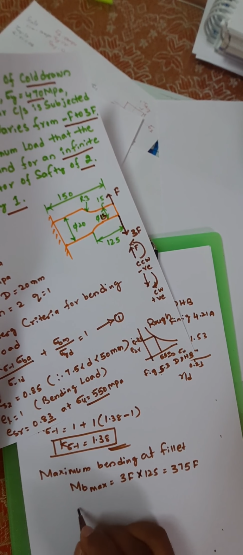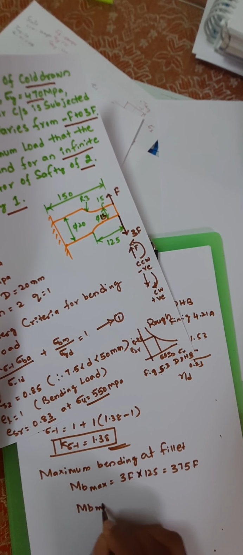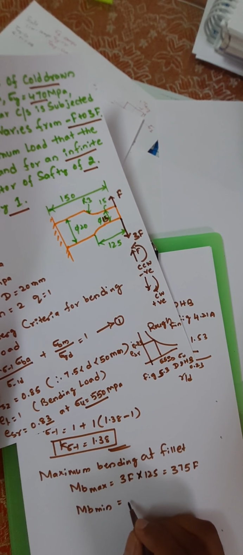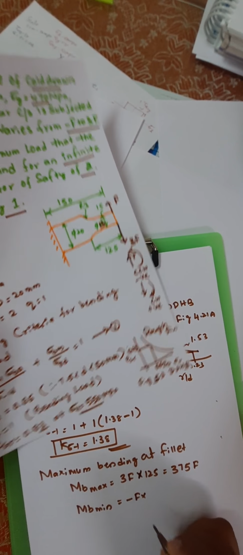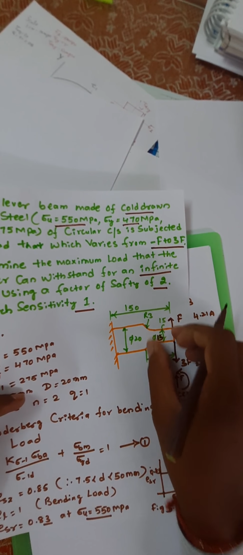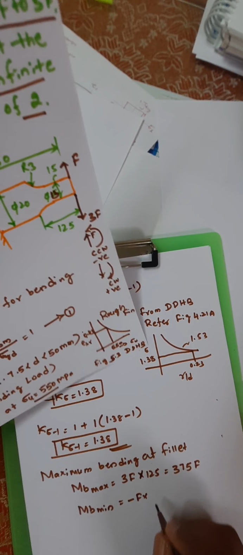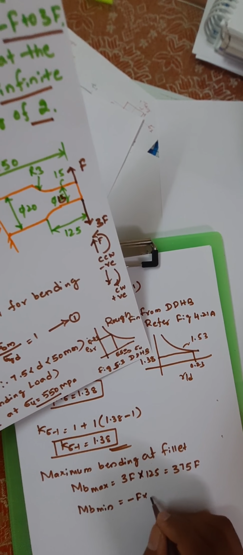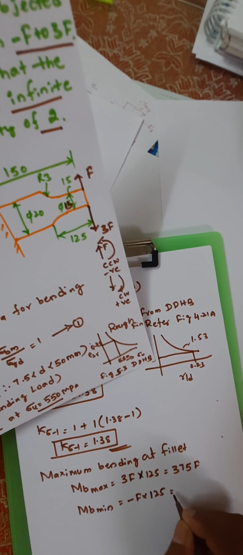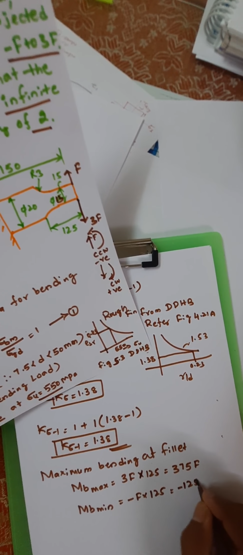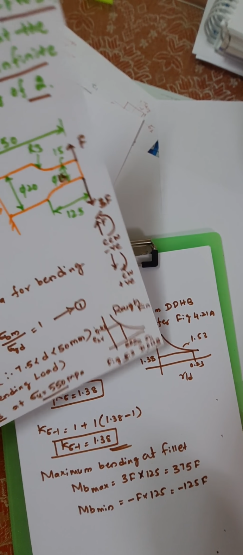Same way, MB minimum is equal to minus F into, at the same distance of 125, that is equal to minus 125 F. Okay, this is the value.